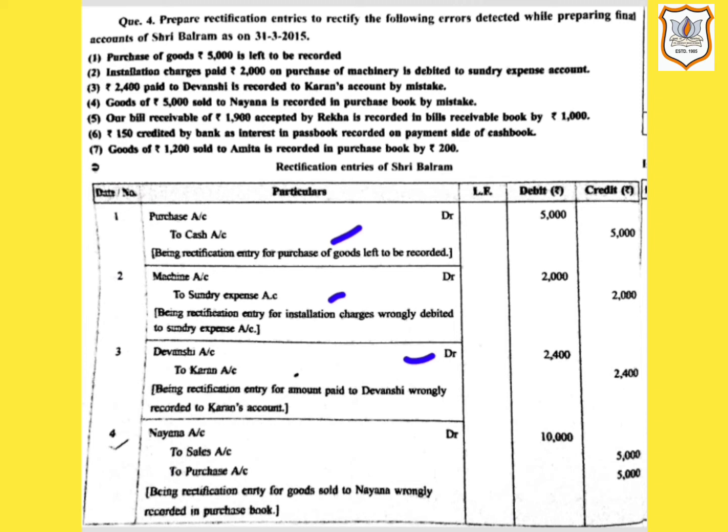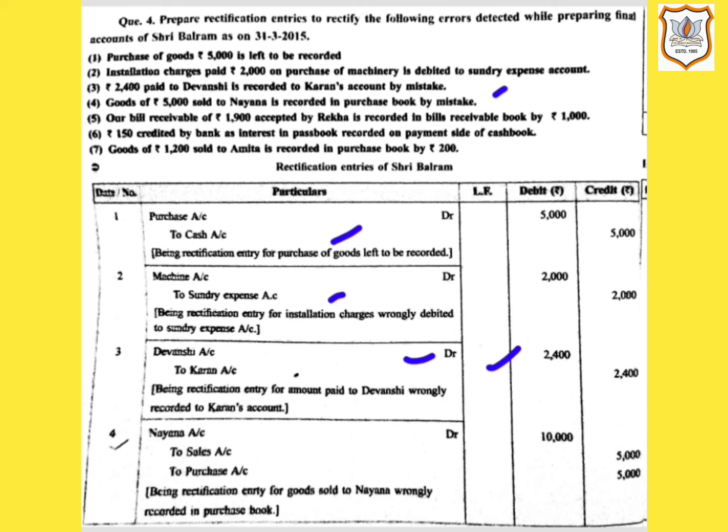This is wrong, so this one needs to be reversed or credited in the rectification entry, that we will call as undo what is wrong. So here Karan's account will be credited by rupees 2400. Now let us see next error, point number 4.